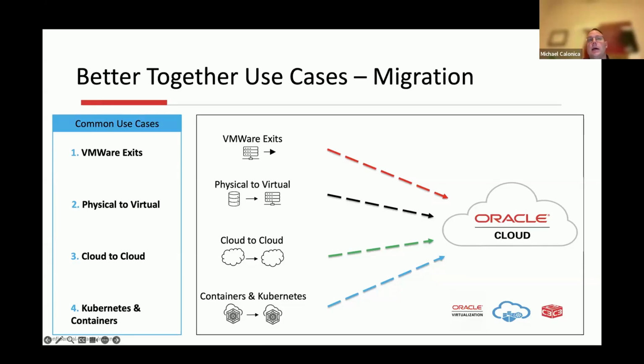And then we have any cloud to Oracle Cloud. RackWare supports any cloud to Oracle migrations, enabling you to move workloads from AWS or Azure or GCP or private clouds into OCI and distributed cloud for that matter.